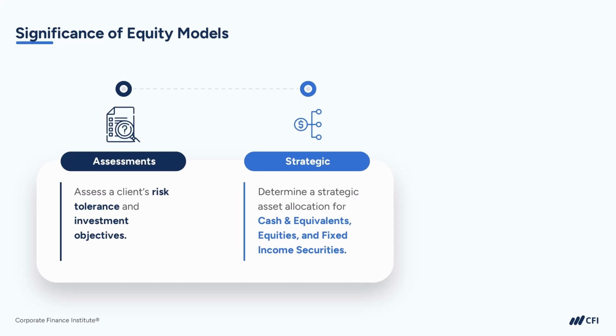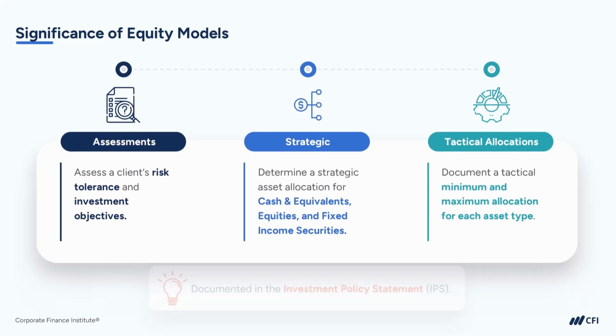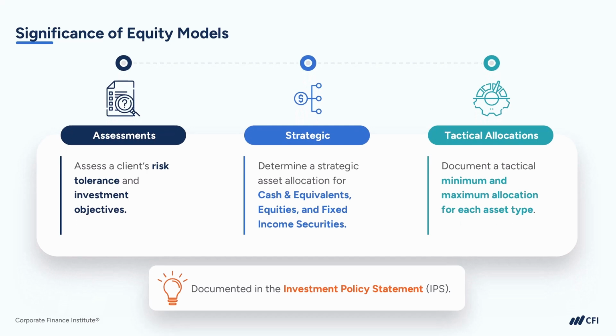Now, along with these strategic allocations, you'll also want to document a tactical minimum and maximum allocation for each asset type, which will give you some flexibility in terms of how you want to tilt your client's portfolio based on market conditions, client need, or other factors. All of this information is documented in the client's investment policy statement, or IPS. Let's refresh our memories a bit by having a look at an example in the next lesson.